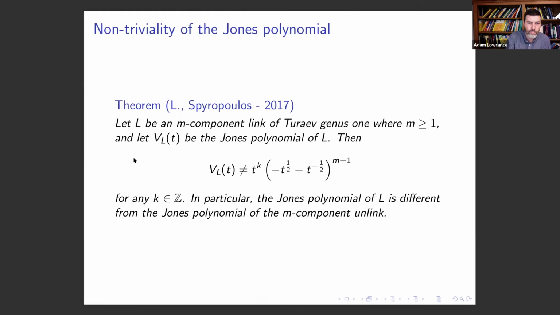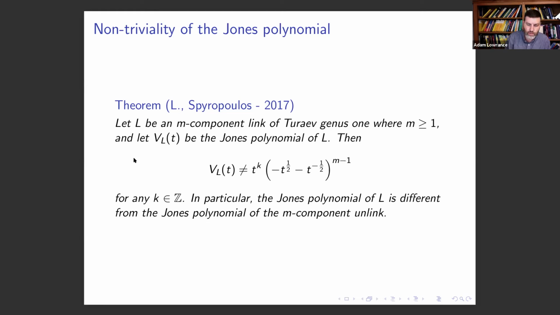And then this theorem was sort of the main point of why we went after the second coefficient in the paper with Dean Spiropoulos. If you have an M component link that's Turaev genus 1, where M is bigger than or equal to 1, then its Jones polynomial is different than the Jones polynomial of the M component unlink, even up to multiplication by t to some power.